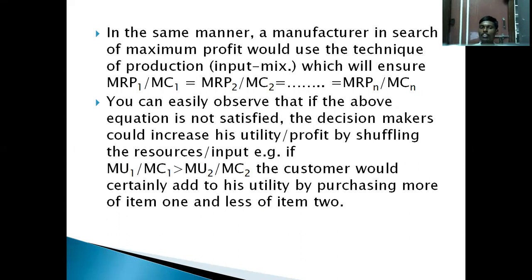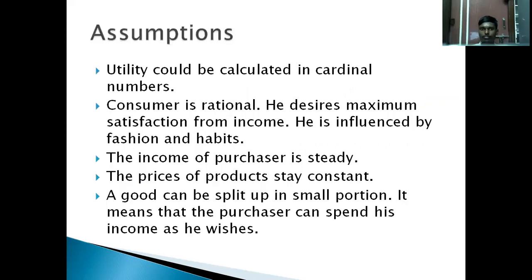Example, if MU1 by MC1 is greater than MU2 by MC2, means the above formula equality is not satisfied. If it is greater than or less than, the consumer would certainly add to his utility by purchasing more of item 1 and less of item 2. That means if his wishes or needs are not satisfying his budget, he has to sacrifice one of his items by which we can gain another item in the place of it.